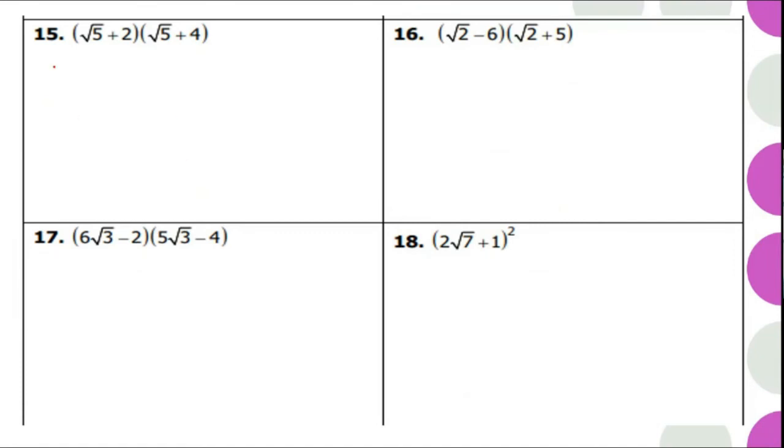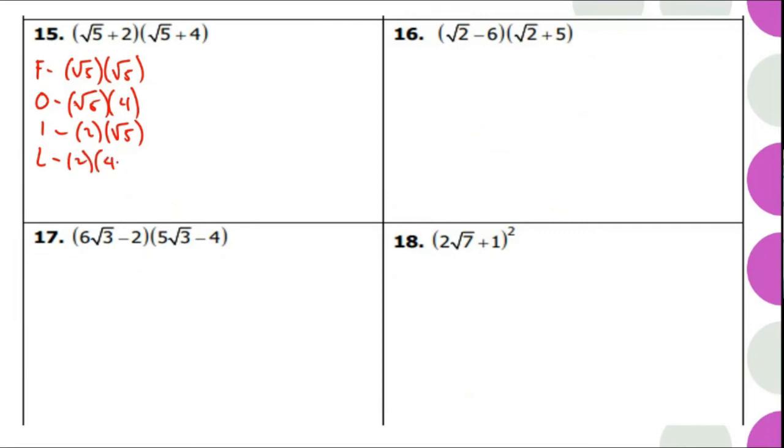Again, we will be using the FOIL method. When we say FOIL method, the first terms are square root of 5 times square root of 5. Outer is 2 square root of 5, square root of 5 times 4. Inner, that is 2 times square root of 5. Last terms will be 2 times 4.